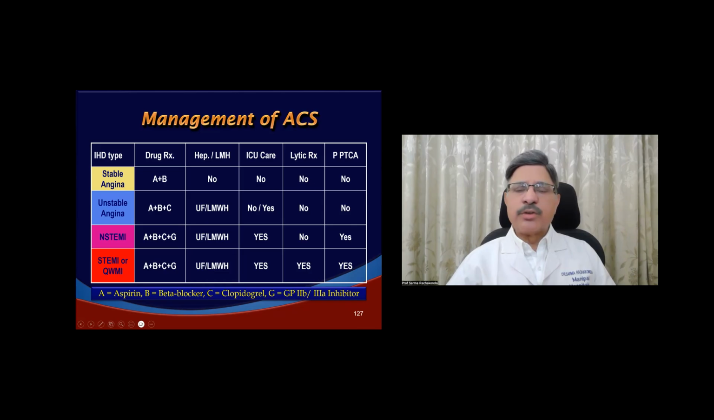Repeat the troponin after 6 hours. Symptoms subside, troponin is negative. You can send him home. No thrombolysis, no primary PCI.